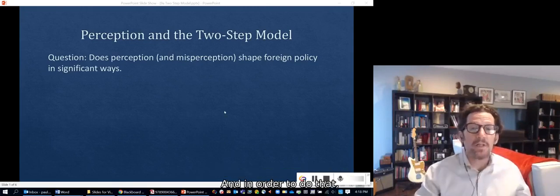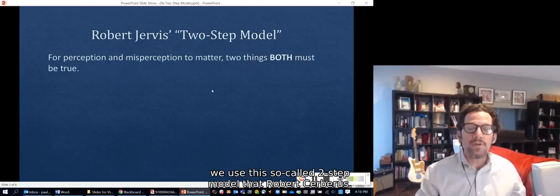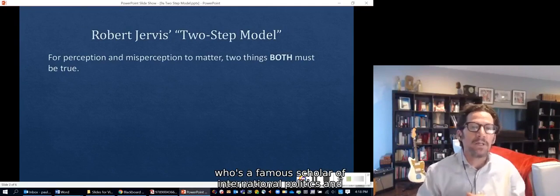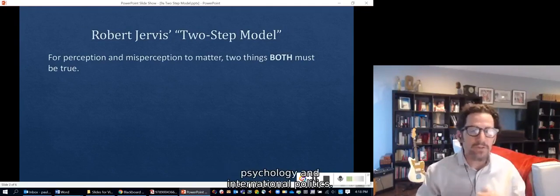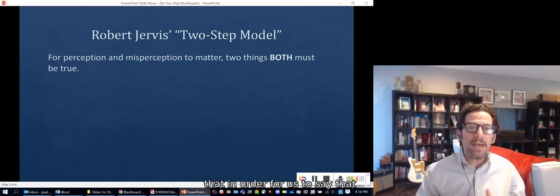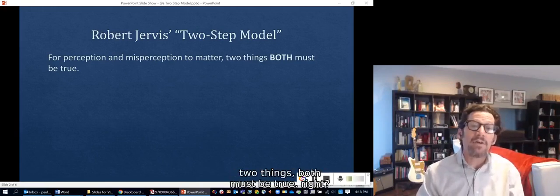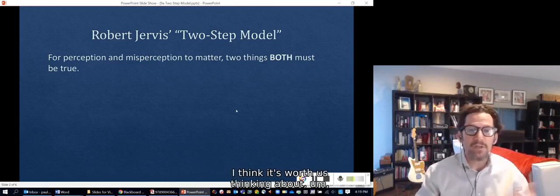And in order to do that, we use this so-called two-step model that Robert Jervis, who's a famous scholar of international politics and really does a lot of stuff on psychology and international politics, used to teach over at UCLA. He basically argued in a famous book that was published in 1976 that in order for us to say that perception matters in foreign policy, two things both must be true, right? Not one or the other, but they both have to be true. And it's sort of logical, but I think it's worth us thinking about.